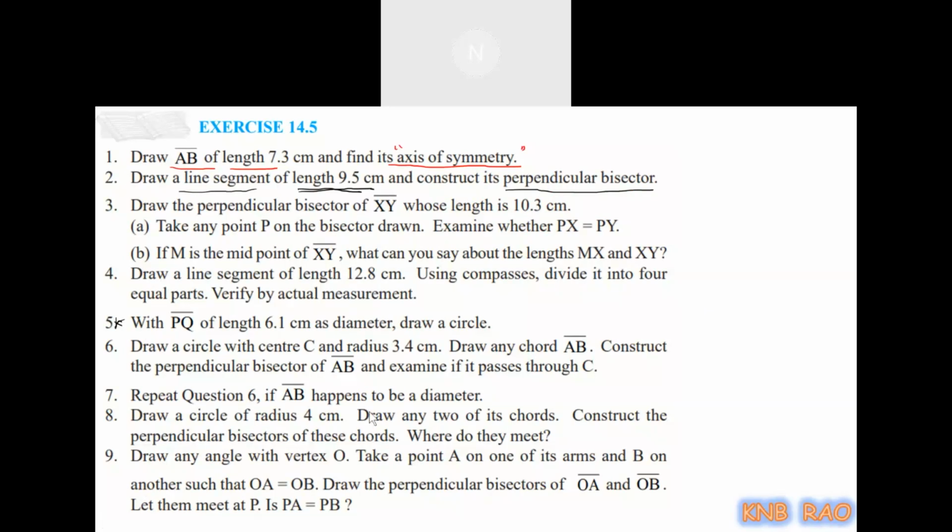Correct. How to draw a circle of diameter 6.1 centimeters? Sir, first we have to take the compass and take the radius as 6.1 centimeter. Not radius, I'll show you. You have to take the diameter as 6.1 centimeters. Let's do it practically. Clear? Yes. Then first I'll get you the question.